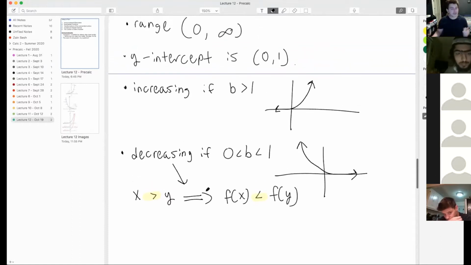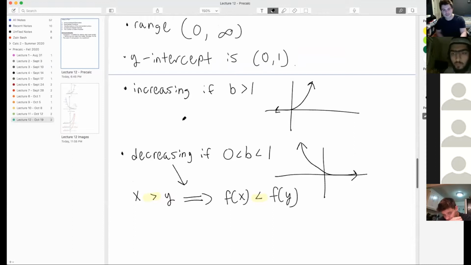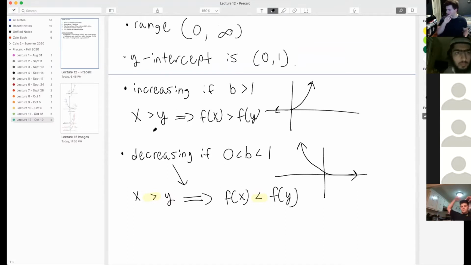And then just for the sake of completeness, what is this for increasing? Well, if x is greater than y, then the inequality is preserved. If x is greater than y, then f of x is also greater than f of y. So that's what increasing means.